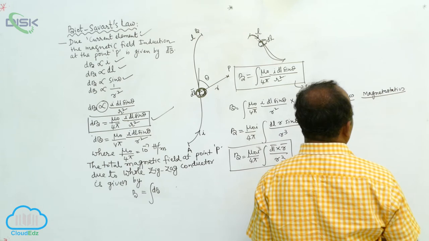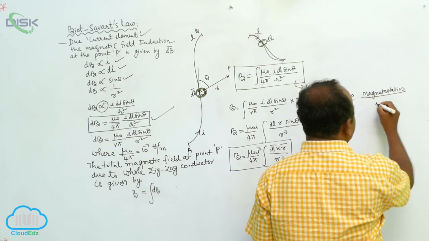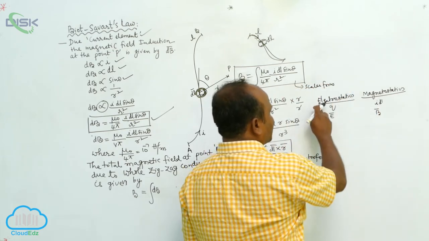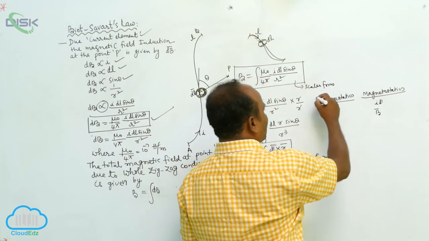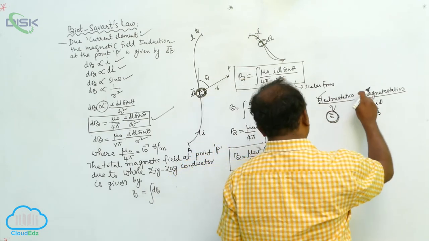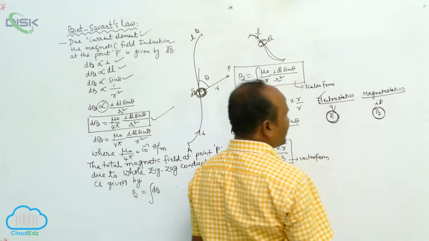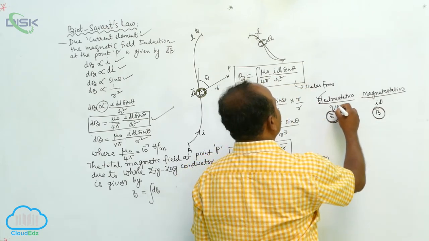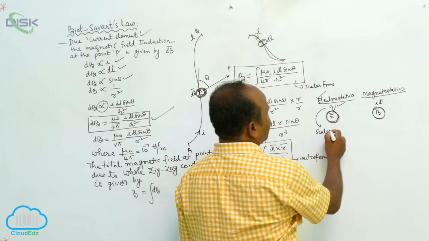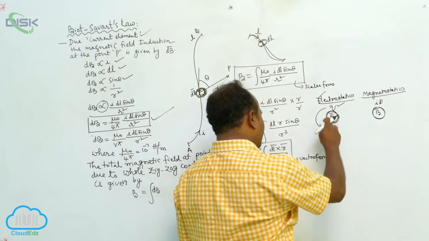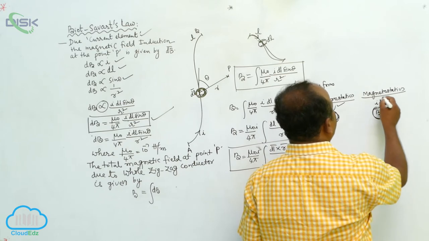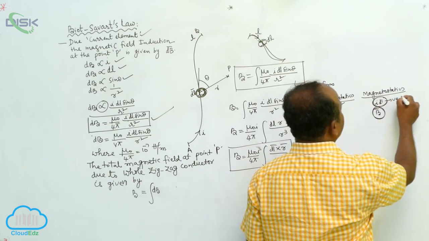In magnetism, because of I dl, we want to calculate the magnetic field induction. In electrostatics, we calculate the electric field intensity. In magnetostatics, we calculate the magnetic field. Here, the electric field is produced by the charge Q, which is a scalar quantity. The magnetic field is produced by I dl, which is a vector quantity.